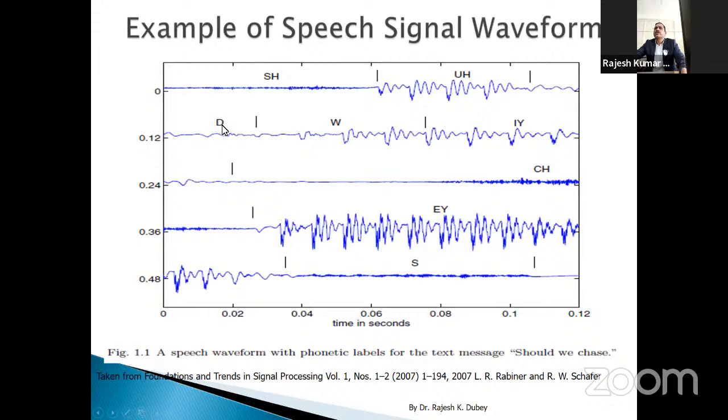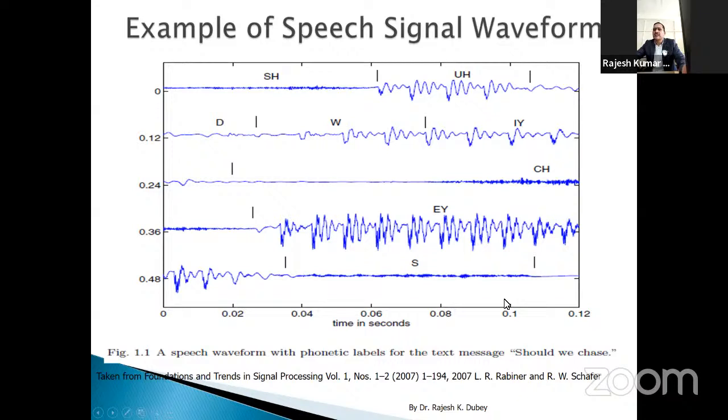The typical waveform of a speech signal is expanded for a particular utterance at the phoneme level. It is shown in this diagram. This diagram is a speech signal waveform with phonetic level for the text message, like "should we chase", taken from the Rabiner and Schafer book, from Foundations and Trends in Signal Processing, by L.R. Rabiner and R.W. Schafer. Here, a phoneme level plot is shown.